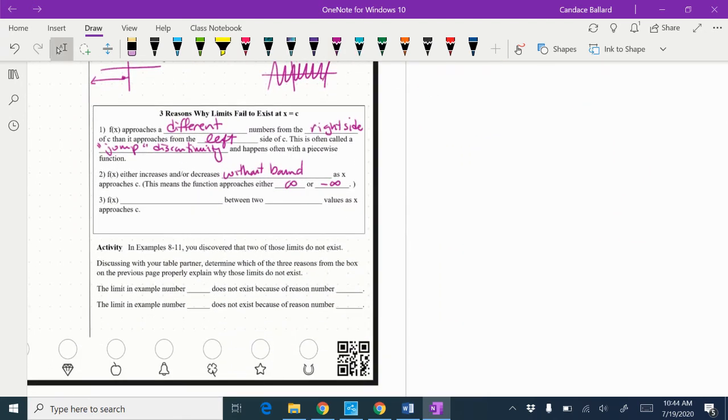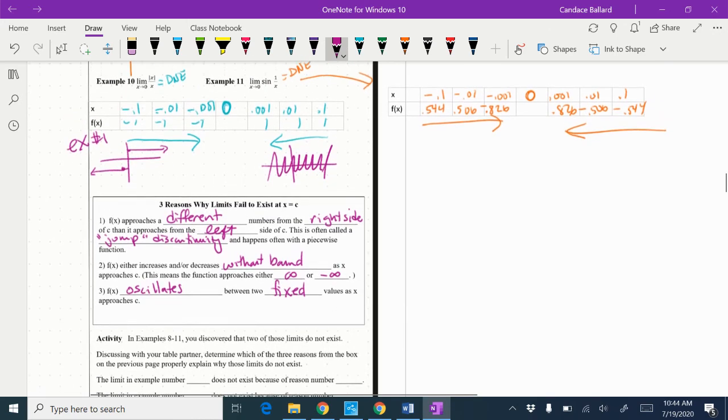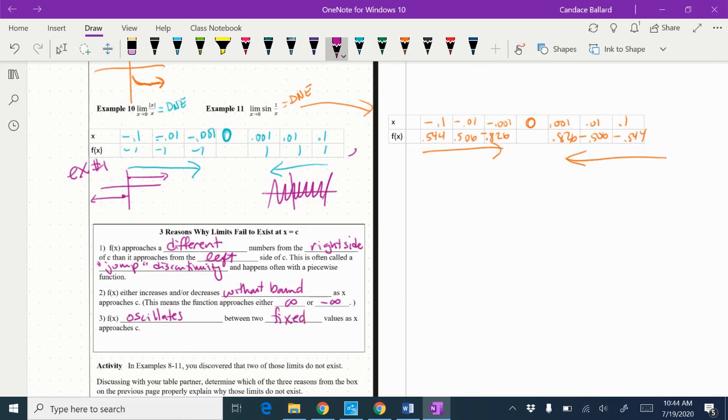And then the last one is, and you've heard me say this word a few times, f of x oscillates between 2 fixed values as x approaches C, and that's really what's going on with example 11. This is an example of number 3 right there.